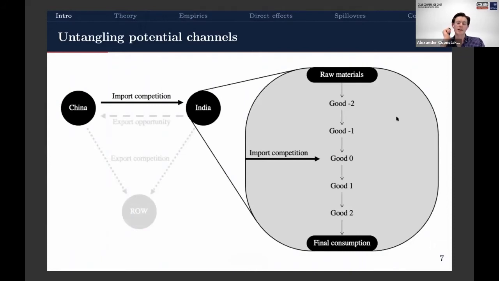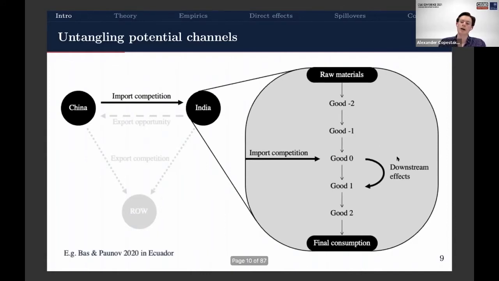Beyond that, if we zoom in on India, the import competition channel might come in and affect good zero, but also if we consider the supply chain within the country, there might be other spillovers of import competition across the supply chain. So, to start with, if good zero gets hit by import competition from Chinese firms, then potentially that's going to be a negative demand shock on good minus one firms, the people that supply good zero. On the other hand, if the market for good zero is becoming more competitive because of Chinese competition, then that could have a positive supply shock downstream on producers of good one, because they now have access to maybe cheaper inputs, maybe something happens to quality.